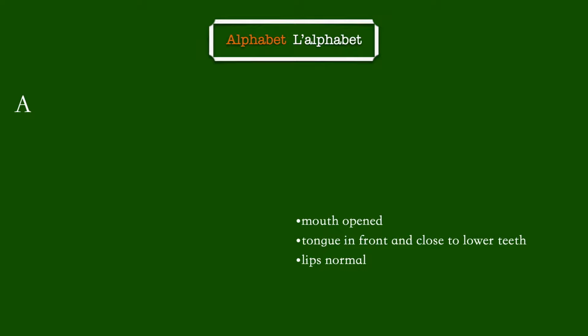A. So, there are different things to be taken into account in order to pronounce this letter well. You need to have your mouth open normally. I mean, not widely or tightly. About the tongue position, you need your tongue to be in front and close to the lower teeth. Last important point is that your lips have to be in a normal position. By normal, I mean that you don't need to pull them to the sides, nor to be rounded like the O letter. A.